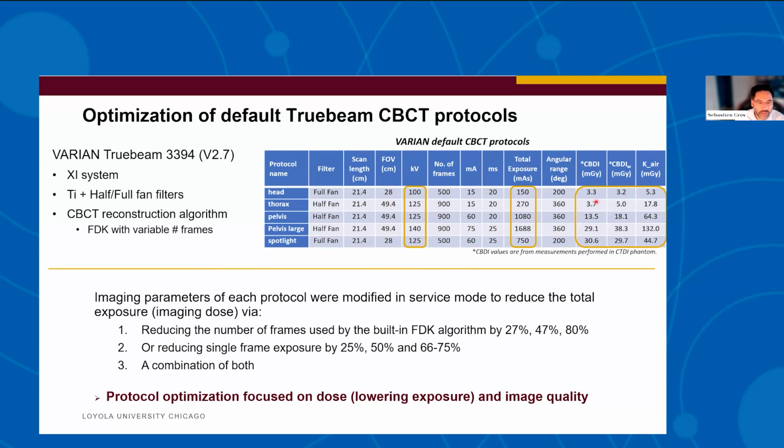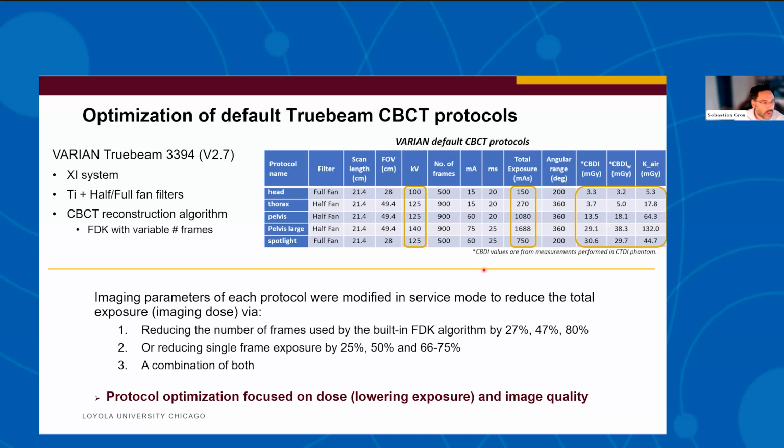So here are the CBDI values that we measured with CTDI equipment. And that was part of the MANTI dosimetry project. So I borrowed my diagnostic physicist colleague's equipment to measure these for the MANTI project. And we also put a Farmer chamber at isocenter to measure air kerma. These are the values here.